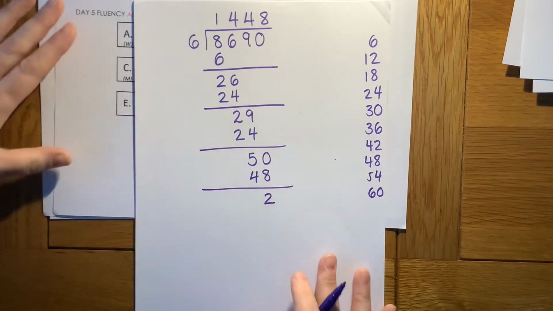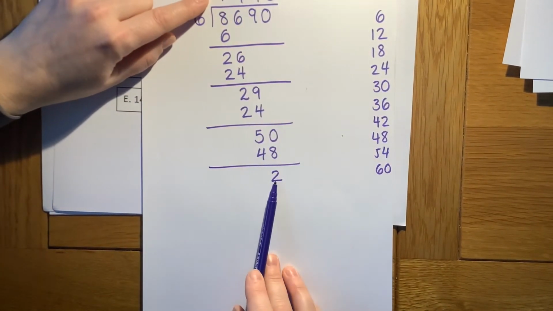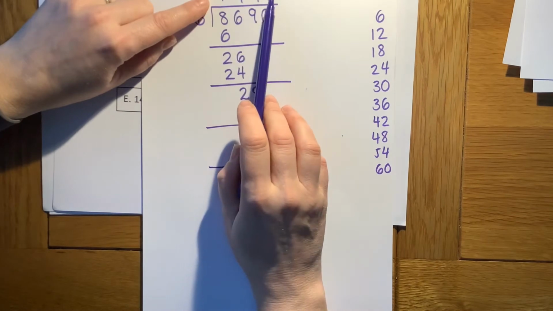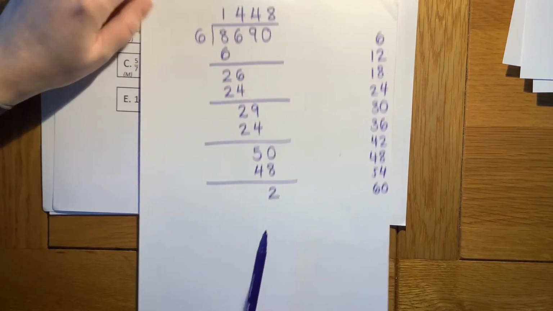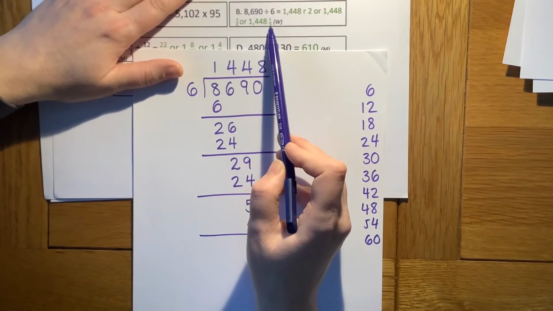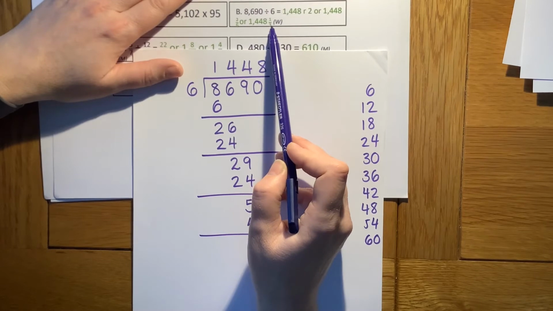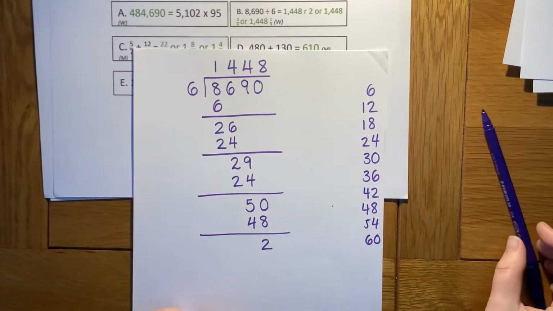So my answer could either be 1,448 remainder 2, or 1,448 and 2 out of 6, or we can change that to an equivalent fraction and make it 1,448 and a third. There, of course, is a decimal answer as well. We're not going to talk about that today.